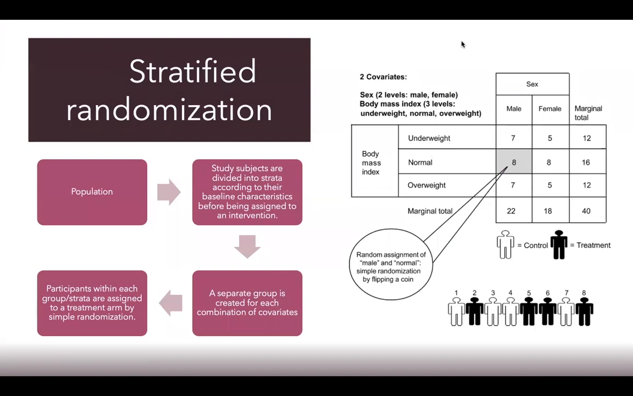So we have sex and BMI. And from these 2 covariates, we have 6 different combinations that give us the 6 different strata from which we are going to derive our participants or randomize them into groups. So each participant in each of these groups is then randomized by simple randomization to their treatment arms until we have assigned all of them to one.